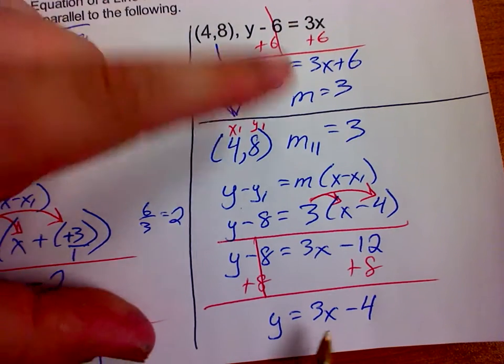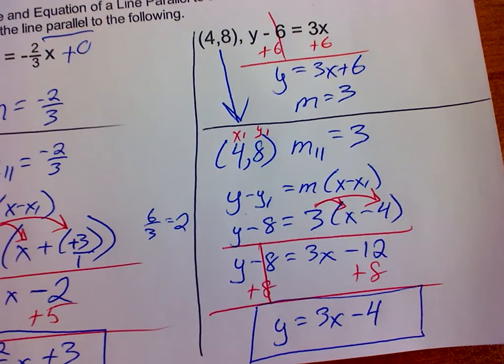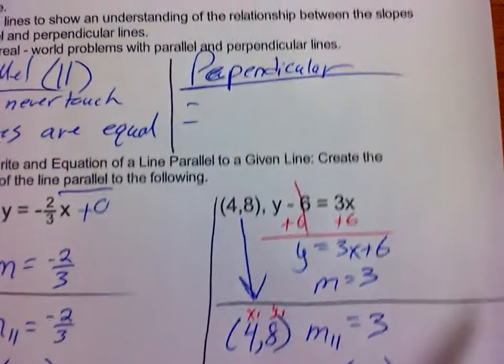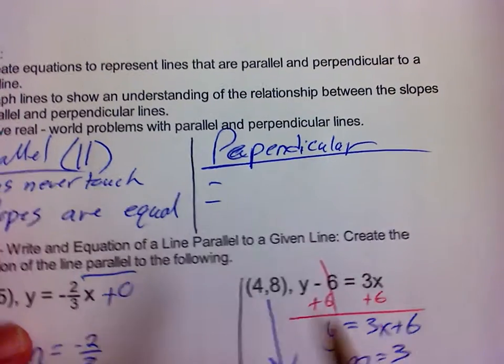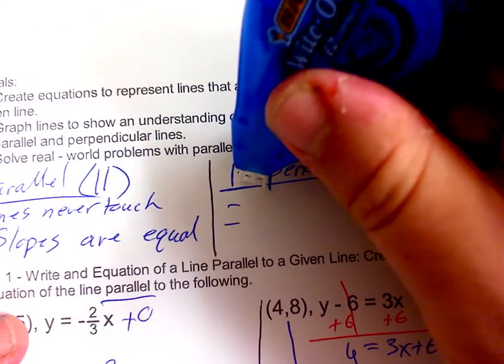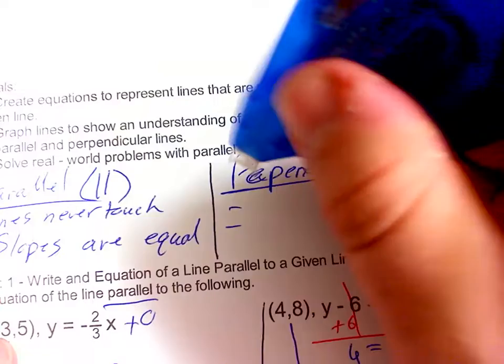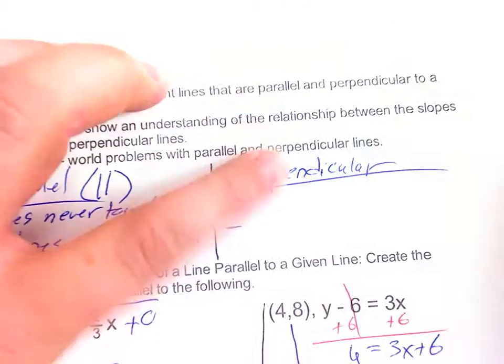So that means that this point is on the given line y = 3x - 4. Okay, those are 2 examples for parallel lines. Now, before we flip this page over, let's look at perpendicular. Perpendicular lines are a little bit different, a little bit more complicated than parallel lines.